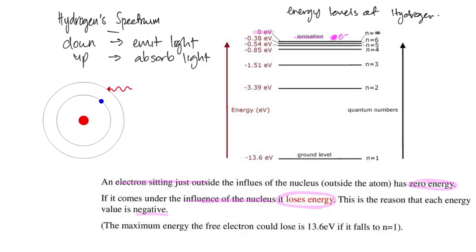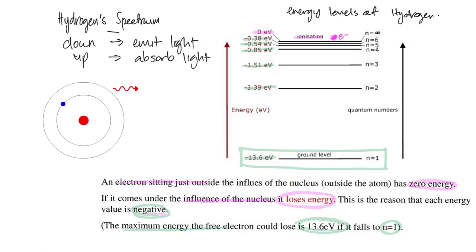So I can then have a look here. It's negative. Have a look here. Energy level 1, 2, 3, 4, 5, and 6. All of those values are negative. And the maximum energy that the free electron could lose is 13.6 electron volts, and that is when it reaches ground level n=1 over there. So that is what we are looking at.